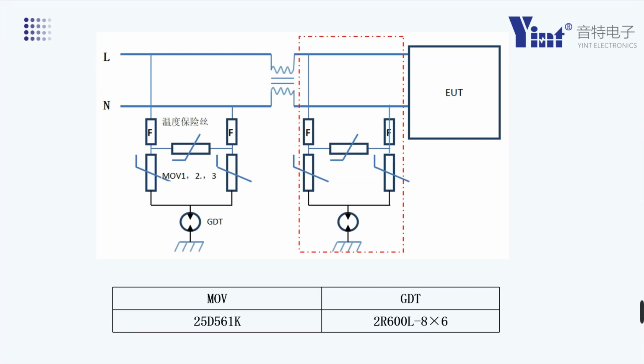If during the test, the residual voltage of the surge is too high, causing damage to the equipment under test, you can add a level of protection behind the common mode coil within the red dotted line. The selection of the device can be the same as the previous level, or you can choose slightly smaller varistors and gas discharge tubes to save costs.